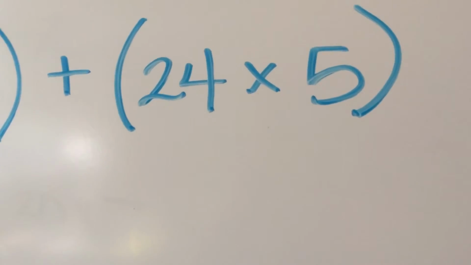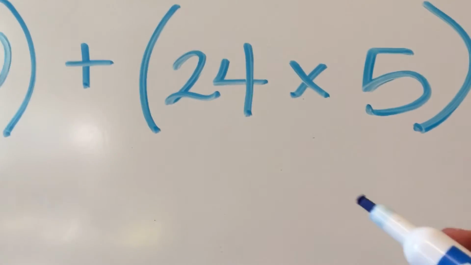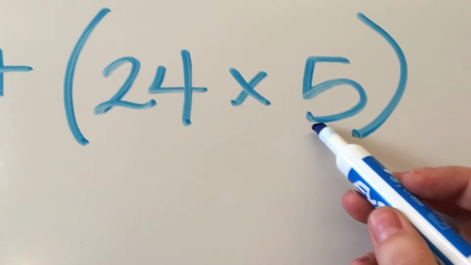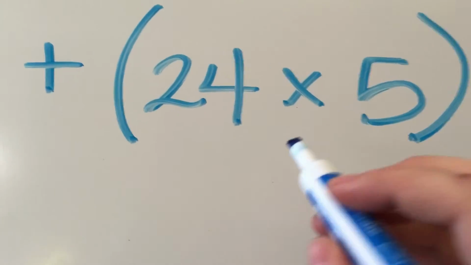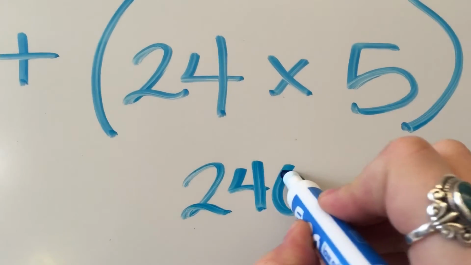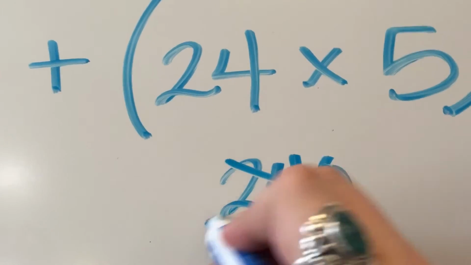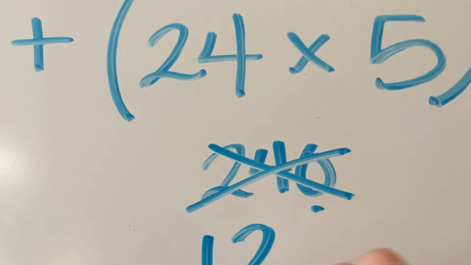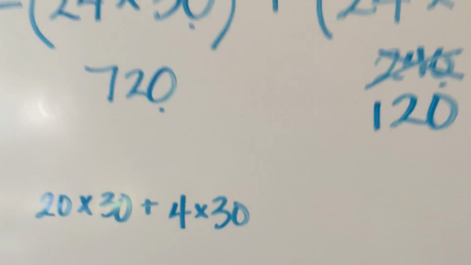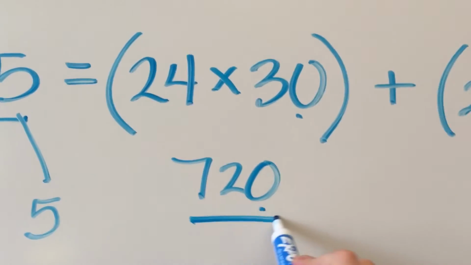Then comes this step, 24 times 5. So 5 is half of 10, and we know that 24 times 10 would be 240 because we know about the Papa Zero trick. So then we would just cut that in half, and in this case that's really easy. It's 120. So then I get my two what are called partial products.